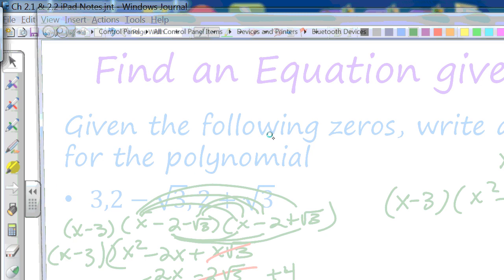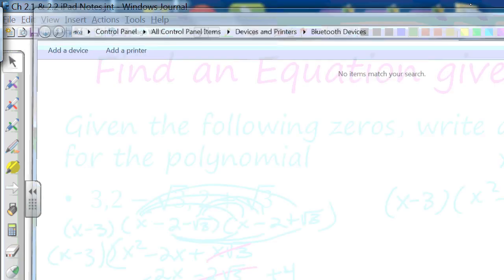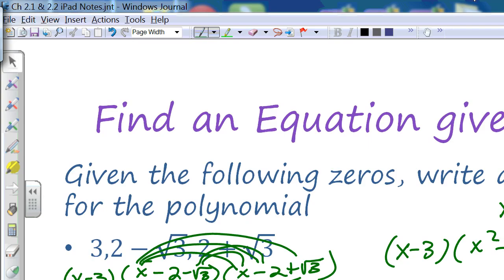So what I'm going to do, apologize, I have no idea where the control panel is. There we go. Okay, I apologize.